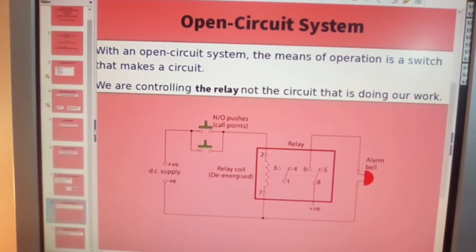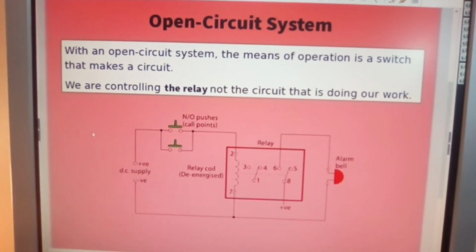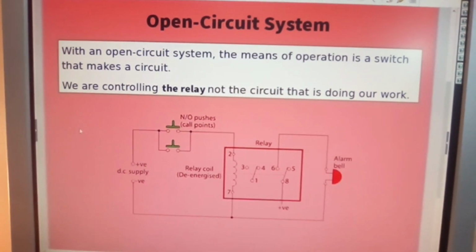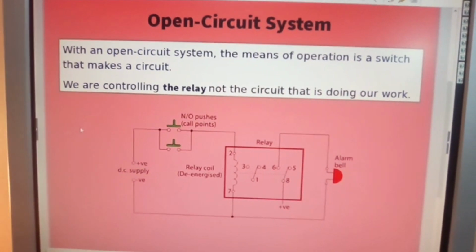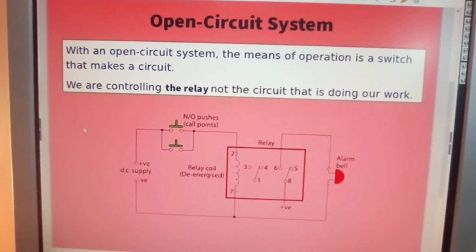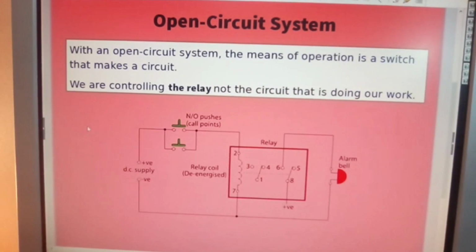Nothing much for me to do on this. This is quite simple and light. Open circuit system. With an open circuit system, the means of operation is a switch that makes a circuit. We are controlling the relay, not the circuit that is doing our work.